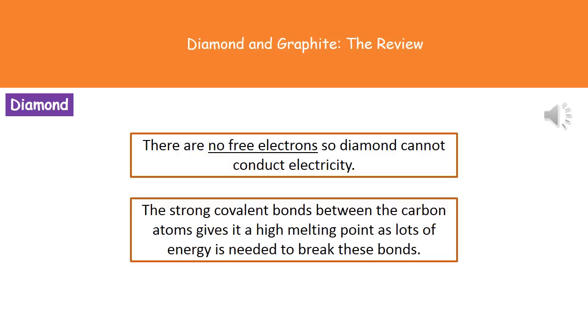Now the other property we need to consider is the high melting point, and the reason that diamond has a high melting point is between each of those carbon atoms that make up its structure there are these very strong covalent bonds. Now in order to break one of those bonds we've got to put a lot of energy in, so that gives it the high melting point.